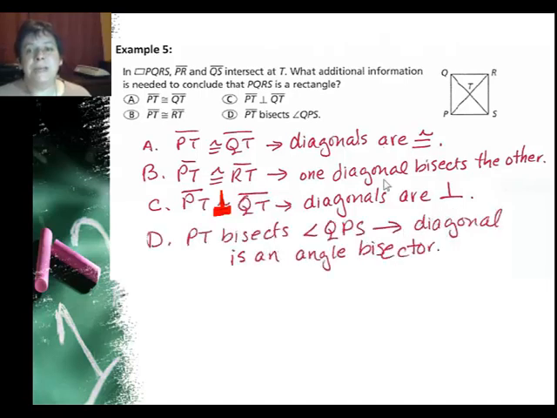And then finally, PT bisects angle QPS. Well, diagonals bisect the angles for all parallelograms, so that doesn't really narrow things down for me. So D doesn't narrow anything down. C is diagonals are perpendicular. That's true for a rhombus, but not necessarily for a rectangle. So that doesn't help. One diagonal bisecting the other, again, not very helpful. So my actual answer, if the diagonals are congruent, that's all the information I need to show that this is a rectangle.